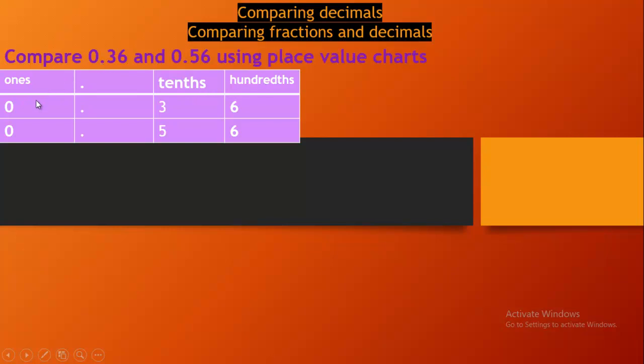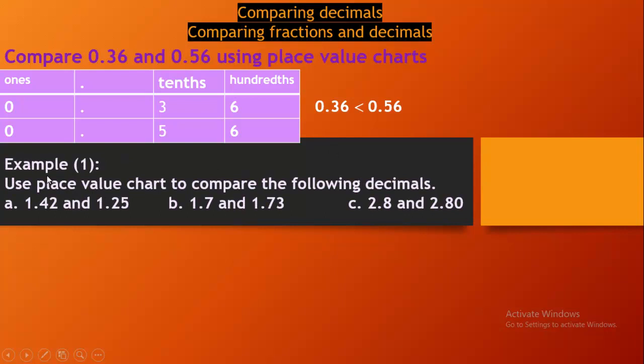We have 0 in the ones place, 3 in the tenths and 6 in the hundredths. And here we have 0 in ones, 5 in tenths, 6 in hundredths. So 0 equals 0, ones equal ones, and in tenths we have 3 and here 5. Which is greater? 5 is greater than 3, so 0.56 is greater than 0.36.